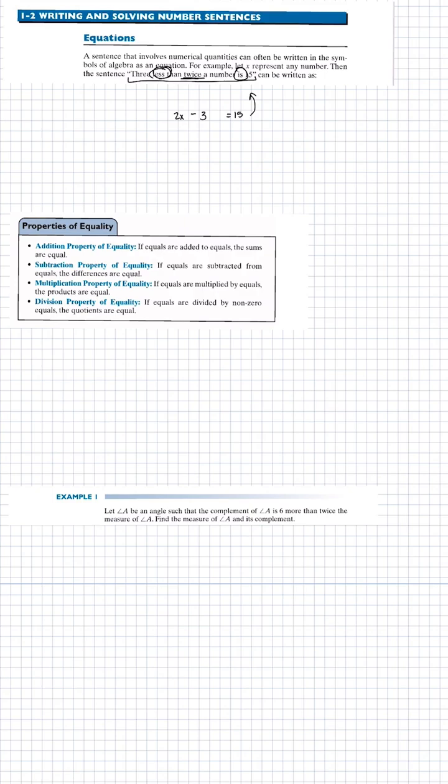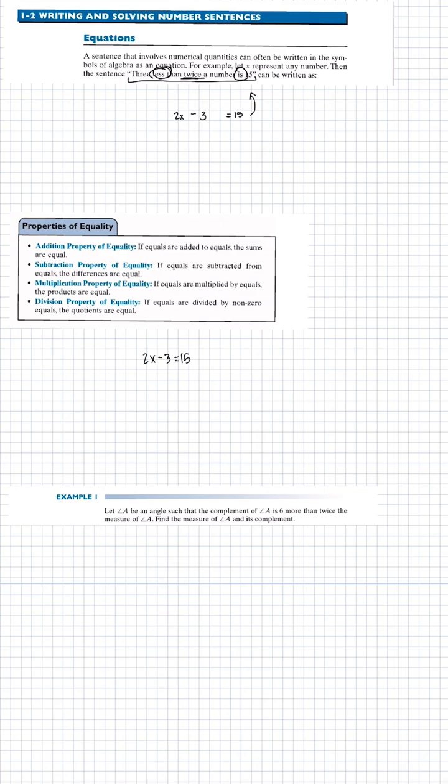Now this is the moment where we're going to reference our equation above. It's 2x minus 3 equals 15. So we're going to be implementing these properties of equality in order to figure out what the value of x is. And this is just a quick refresher from Algebra 1.